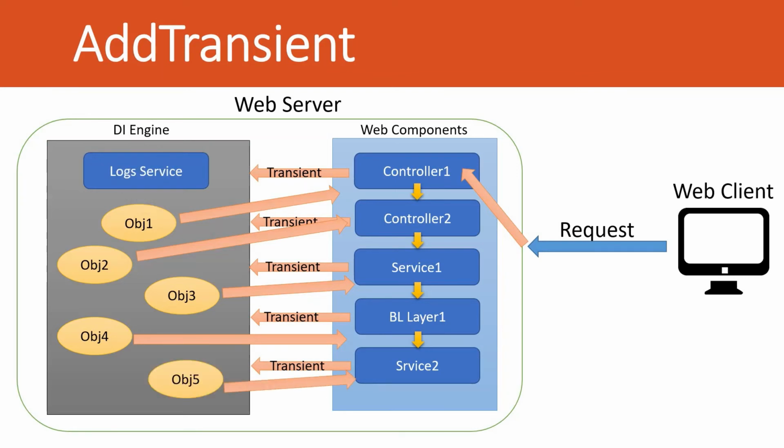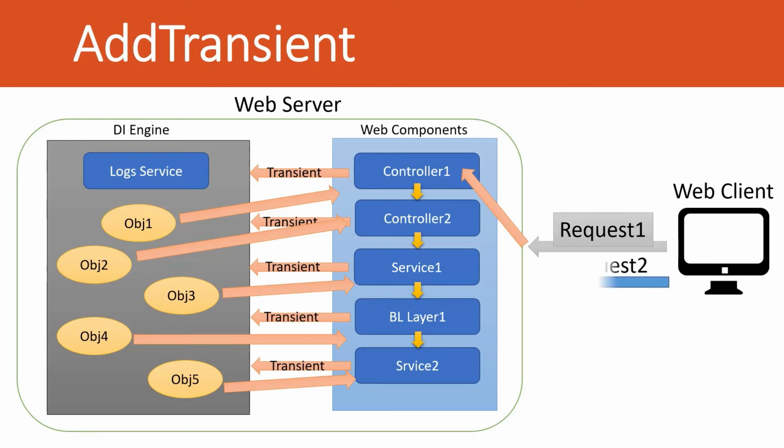If you look at this, for every DI request, the DI engine is creating a brand new object and returning it back. So you can consider that for every dependency injection request, it will create a new object. This is for request 1. Let's see what happens for request 2, request 3, like that.